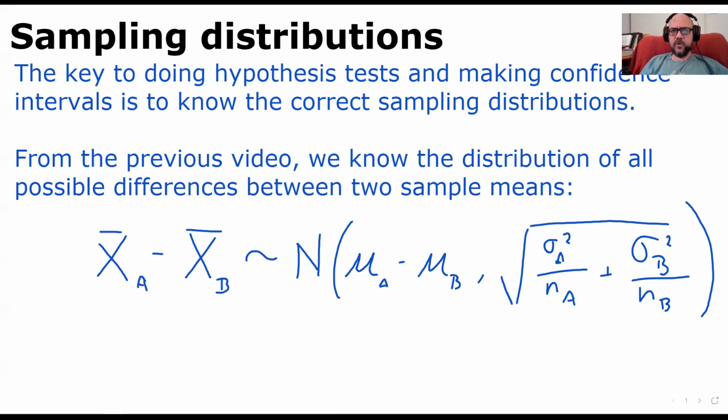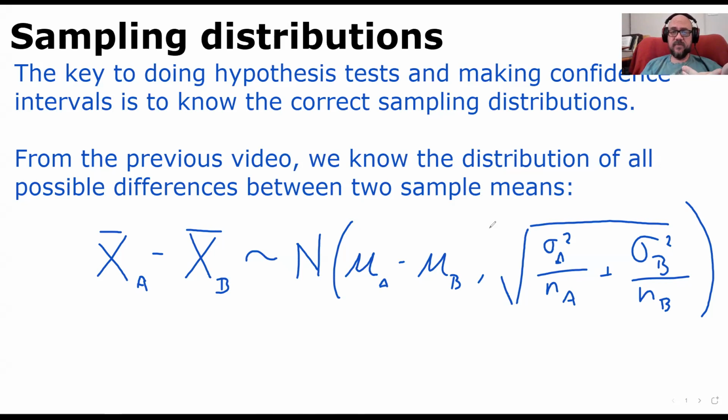Hey everybody, I want to show you how to make confidence intervals for the difference of two samples. So we're going to talk about how to do that right now. So here is the key. The first key that we want to know is, in order to make our confidence intervals, we need to know what the sampling distribution of all the possible differences is.